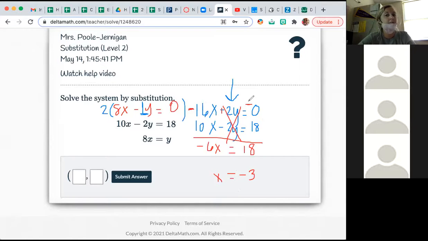0 isn't negative. 0 isn't positive either. It's 0, so it doesn't matter what sign it has. It's just 0. That's a good question. And then if you plug it back in, you'll still get negative 24. Are we okay with substitution or elimination?